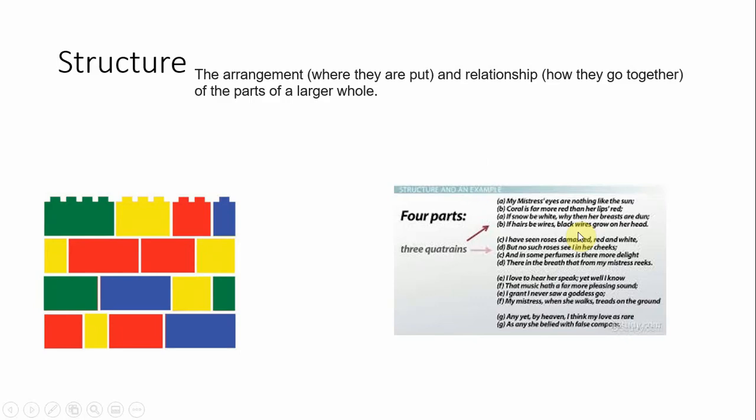Structure. This is the arrangement, where they're put, and relationship, how they go together, of the parts of a larger whole. So the structure of this wall is multiple bricks stacked in specific ways to create that. The structure of this poem is it's split into 4 parts, 4 stanzas, 3 quatrains there, each one 4 lines, and the rhyme scheme, for example, is part of the structure, A, B, A, B. When we look at a poem, we can think about the structure there.